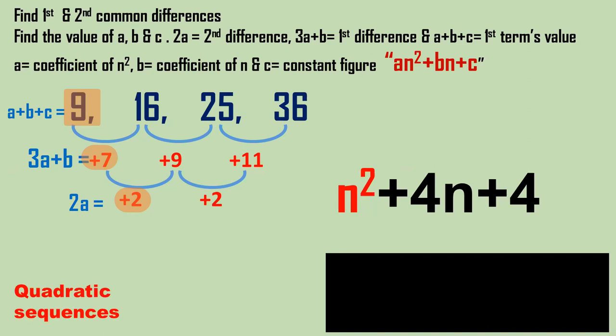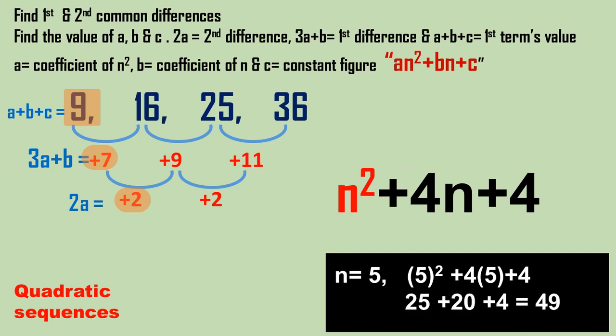You can also figure out, for example, if you're going to substitute the value of n is equal to 5, the fifth term value. And that is producing 25 plus 20 plus 4 is equal to 49. So you can see 49 is my fifth term value.